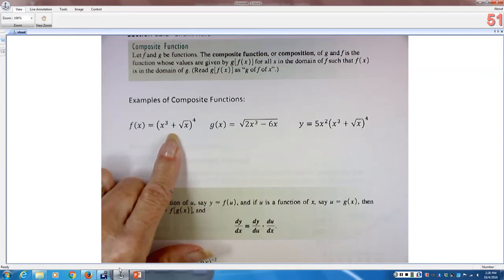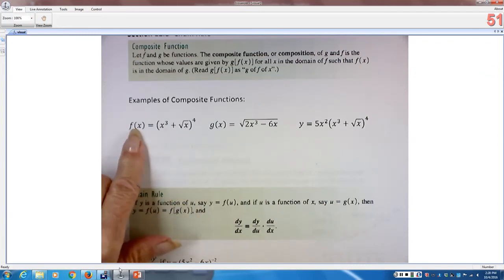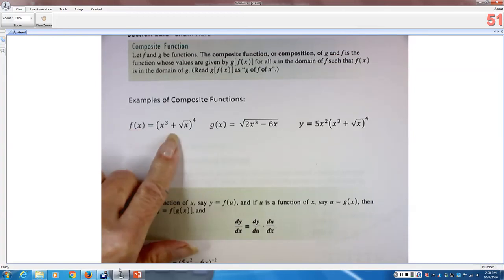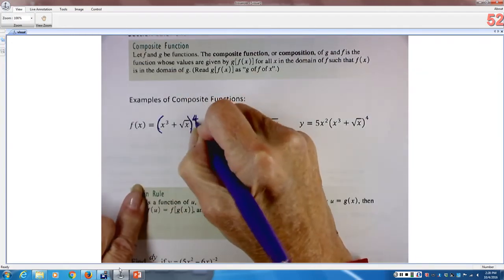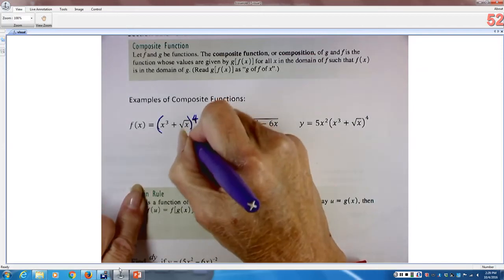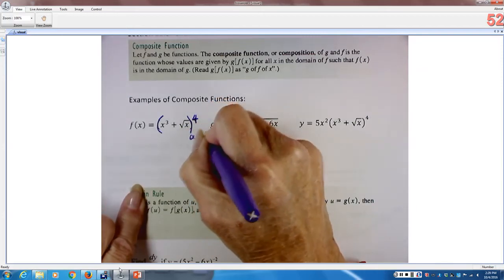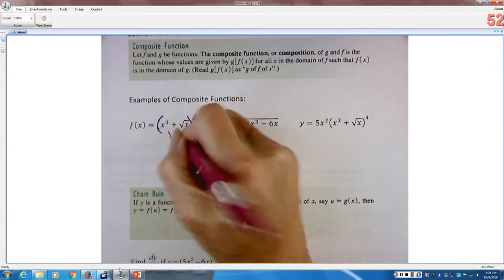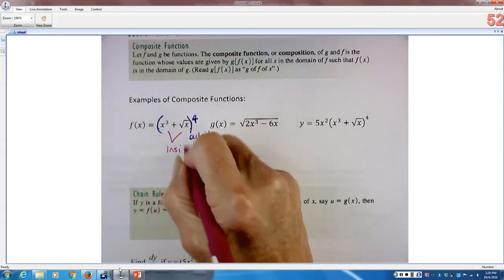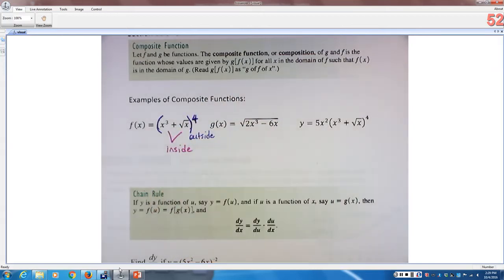Okay, what would the outside function here be? Because we obviously have a composed function. So what's the outside function here? Raised to the fourth power. That's your outside. And then the inside is what's inside the parentheses.